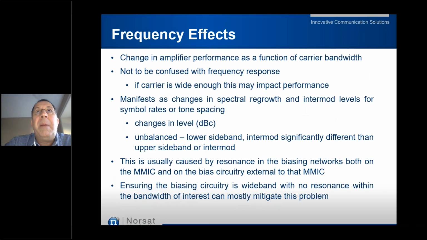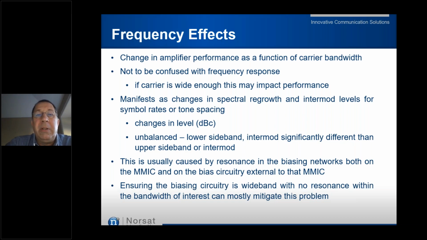And the third memory effect is this effect of frequency. So this is essentially a change in the amplifier performance as a function of the carrier bandwidth. This is not the same as frequency response. Every amplifier has a frequency response, so gain over frequency. Typically, it's slowly varying. So for a typical carrier of a few megahertz, it doesn't change very much, so it's not really that important.